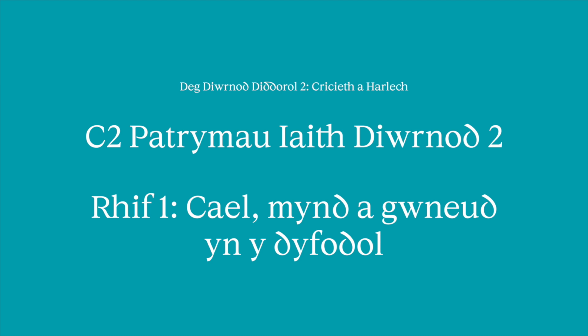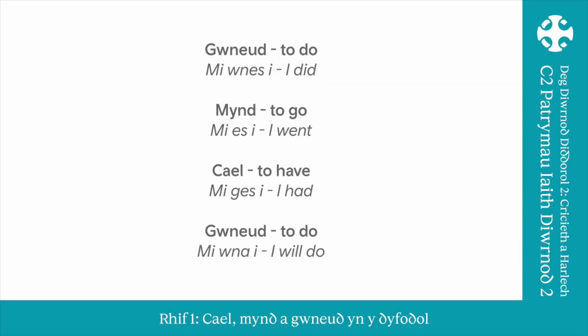Rhif 1. Gwneud, mynd, cael yn y dyfodol. Do, go, have in the future. The irregular verbs gwneud, mynd and cael have a past tense form. For example, gwneud, to do, in the past tense: mi wnes, I did. Mynd, to go, in the past tense: mi es, I went.